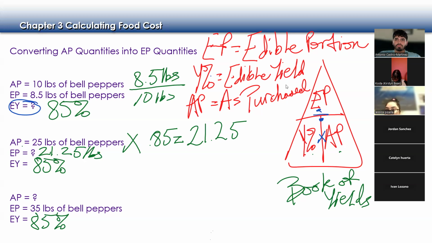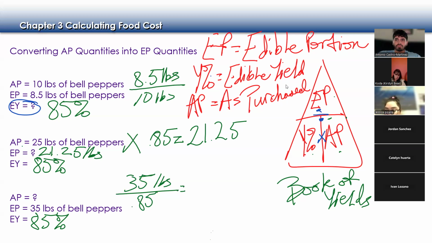This is the one that's super important. If I need 35 pounds, how much do I actually need to order? So if I'm looking for my AP, I cover that up and what's left over? Edible portion divided by the yield factor, the yield percentage, okay? And so I divide 35, that's what I need for my recipe, divide by 0.85 equals, it should be larger than 35 pounds.